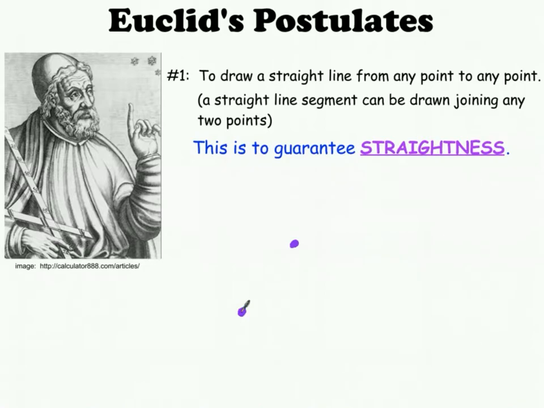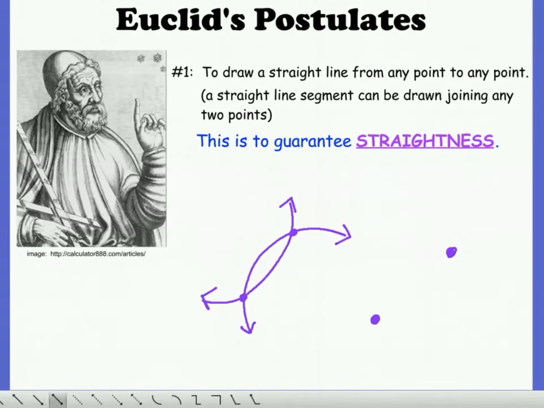Conversely, if you were to draw lines like this, you are able to connect the points, but those lines are not straight. This is what the first postulate prevents. Instead, you must draw a line as such, creating a straight line between 2 given points.